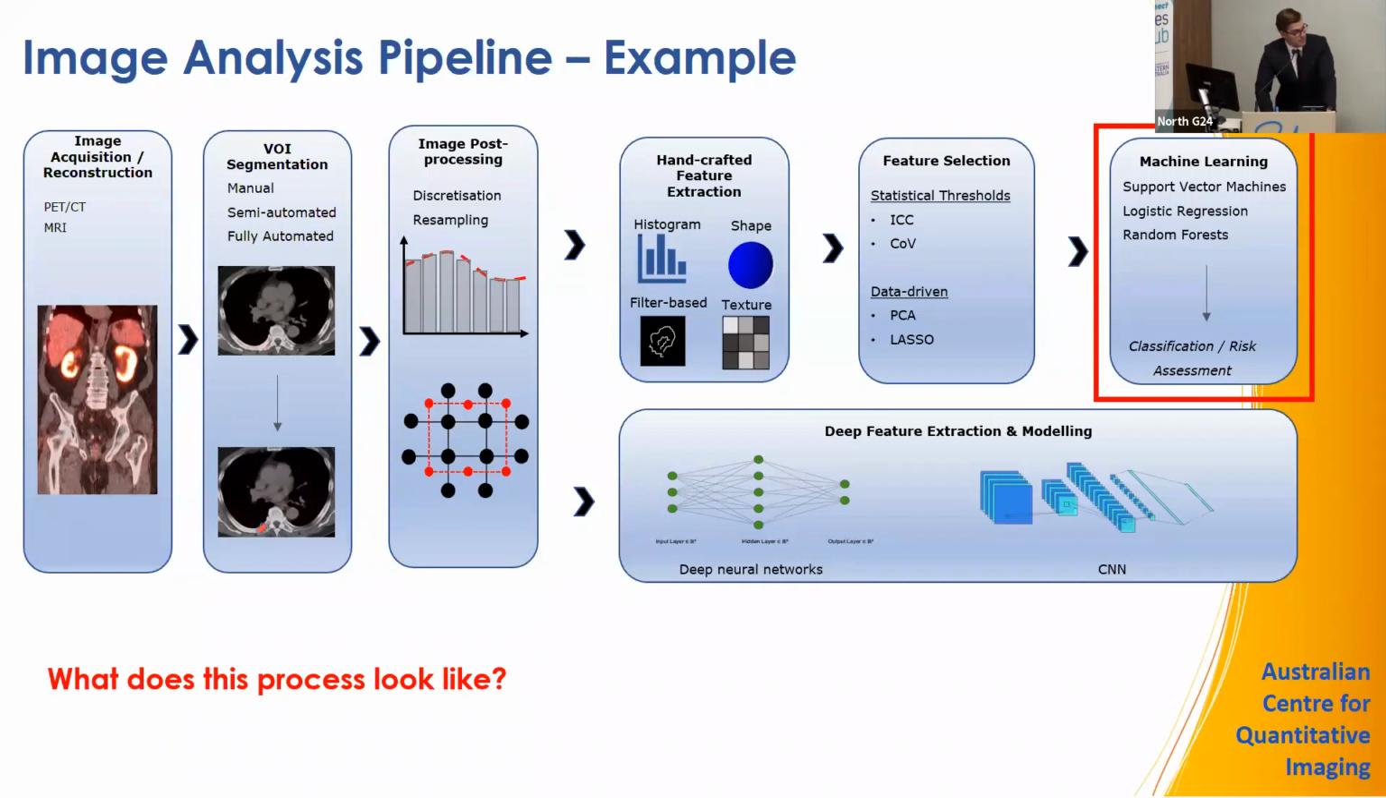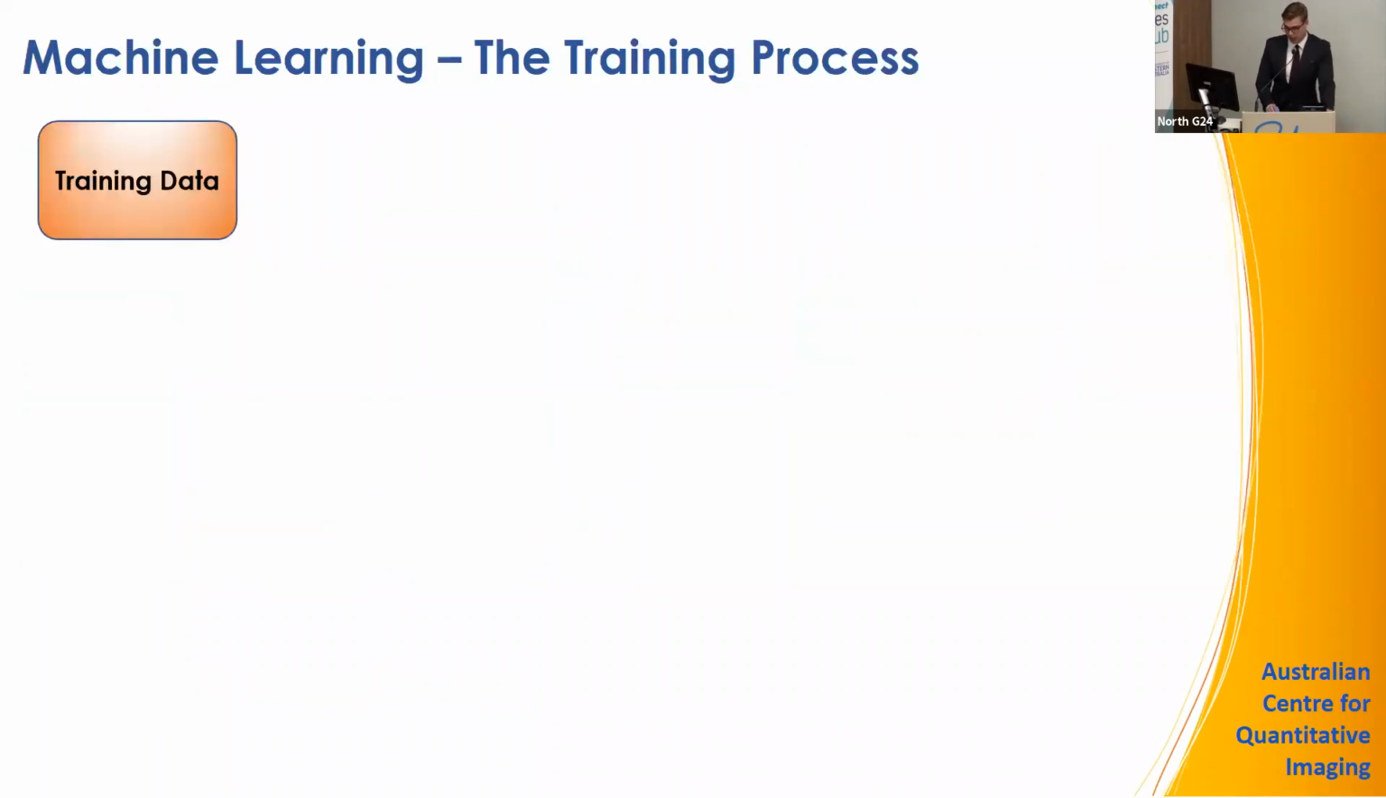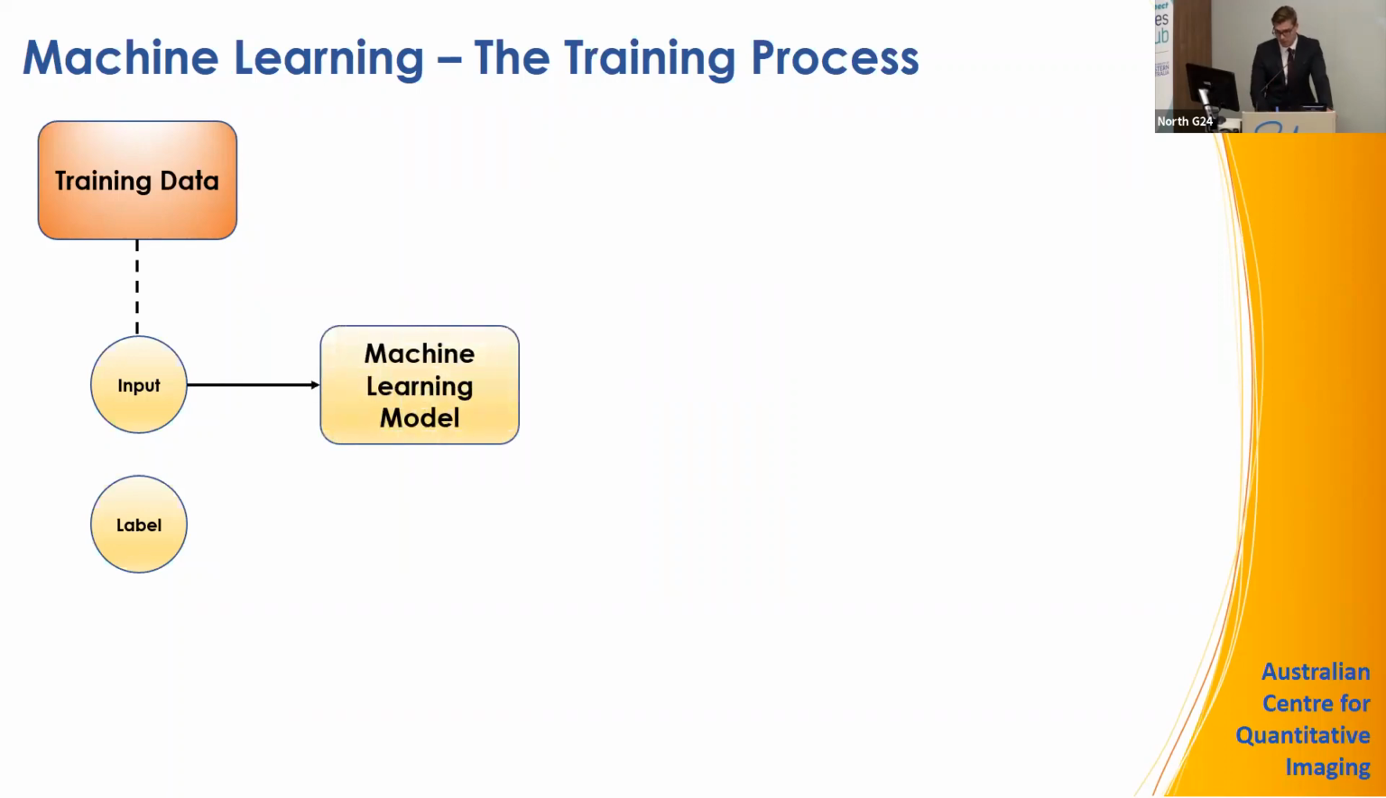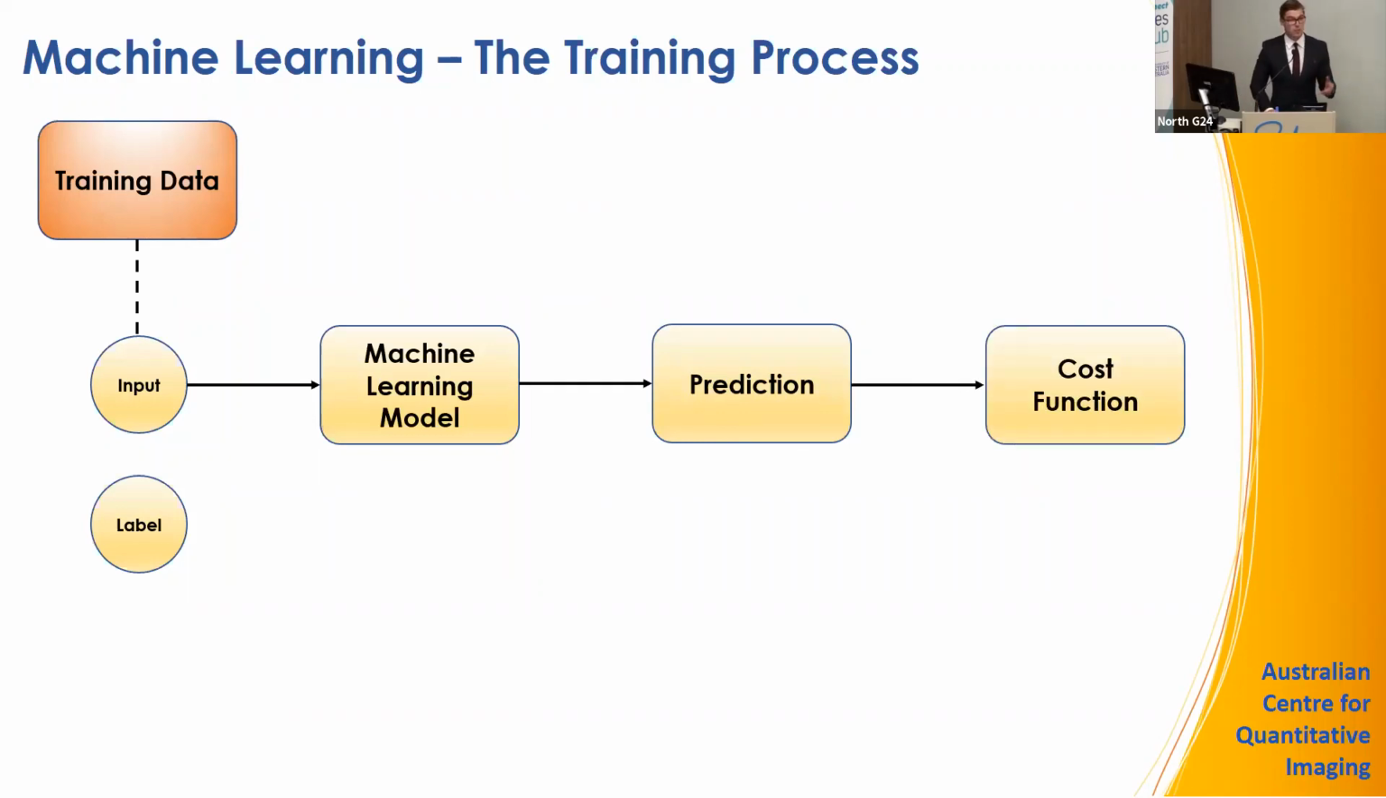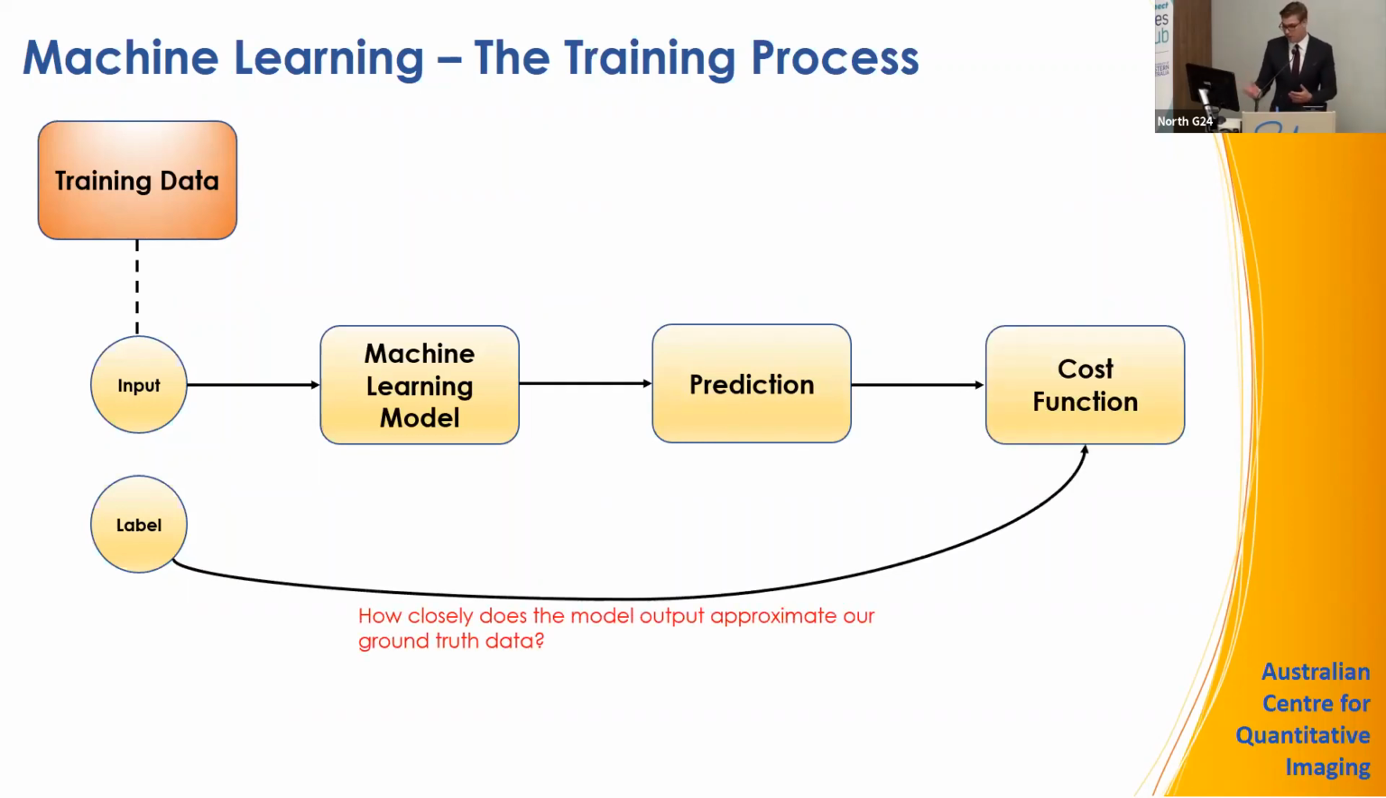So what exactly does this machine learning process look like in practice then? So we have our training data, which consists of an input, which is what you want the model to learn from, and a label, which is what we want the model to predict. We put our input into the machine learning model. This model gives us a prediction, okay? And then from that, we calculate what's called a cost function. So this cost function tells us how closely the prediction that the model has outputted approximates the ground truth label that we know to be correct.